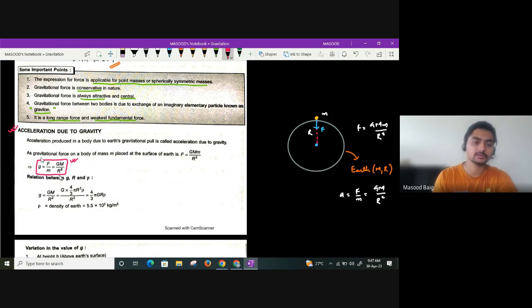You can represent it either in terms of mass or in terms of density, and this is very, very important, guys. In terms of mass, it is given as GM by R square. In terms of density, it will be given as 4 by 3 pi G rho into R. The density of the earth is 5.5 into 10 cube, the radius of the earth is 6,400 kilometers, and the mass of the earth is 6 into 10 power 24 kgs. So these basic values you should certainly be aware of. This is acceleration due to gravity: in terms of mass, GM by R square, and in terms of density, 4 by 3 pi G rho into R.